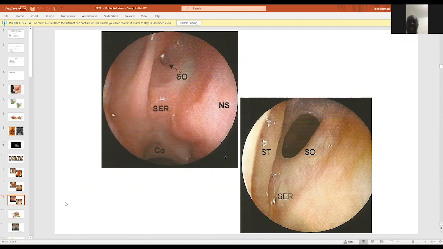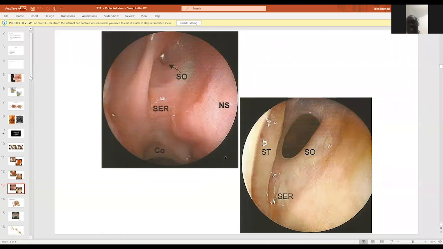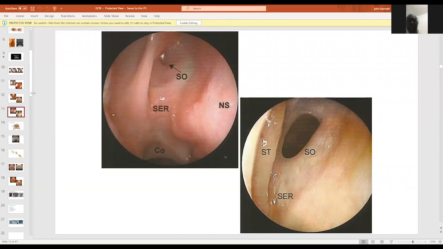So the picture on the right, again, we show you this sphenoid ostium here. So you see the relationship with the sphenoethmoidal recess and the sphenoid ostium upward. Sometimes the sphenoid ostium is just covered by the mucosa. So you use your suction and palpate gently, and when you go upward, you will get through this ostium easily. Okay, next slide.